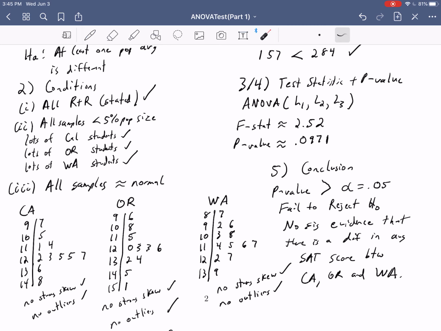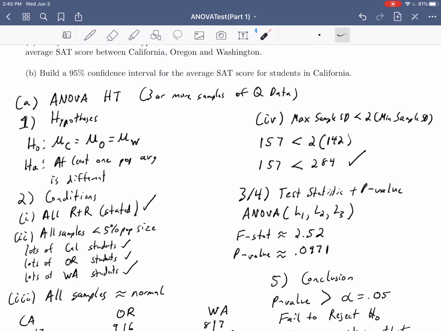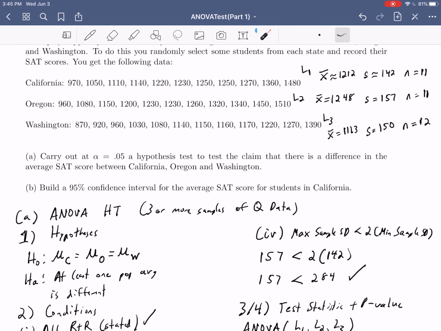Now, again, what are we really doing? What is this test really doing behind the scenes? Well, clearly, as we saw from our calculations here, our sample of Oregonian students had the highest average at 1248, and the group from Washington had the lowest at 1113. But we are saying that these values here are not different enough, given the amount of variation that we expect to see, to say that there's really a fundamental population difference here. That's what this test is really doing.